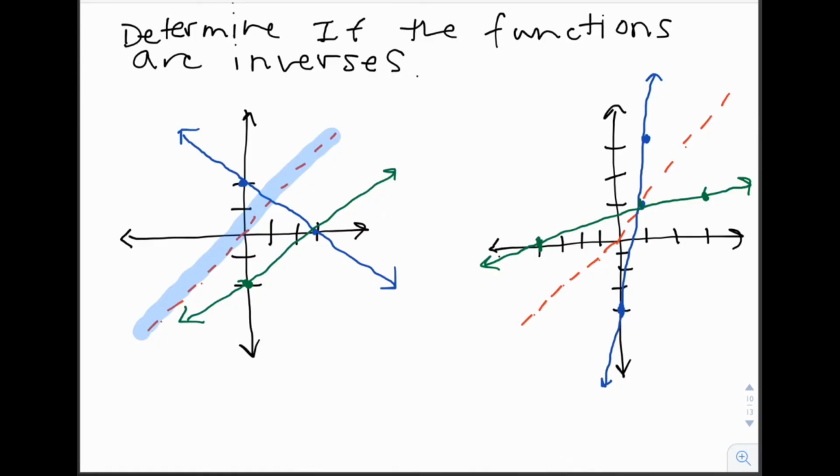Now, for the second example, we want them to be mirror images across the line y equals x. Notice how we do have that indeed. We have our blue and our green lines which represent our functions, and they are the mirror image across the line y equals x. So we should be good to go there.